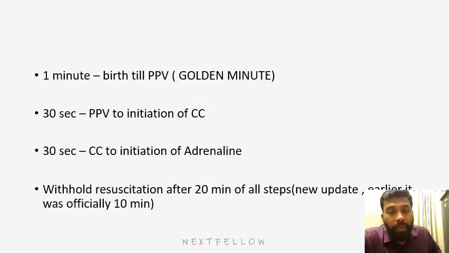And a few facts which are mandatory. The first 1 minute of neonatal resuscitation is known as the golden minute. The first 30 seconds is from PPV to initiation of chest compressions, and the next 30 seconds is from chest compression to initiation of adrenaline. So the whole process up until adrenaline you have to finish within 2 minutes. That much quick and that much objective you have to be. And withhold resuscitation after 20 minutes of all steps. That again is a new change. Earlier it was 10 minutes.